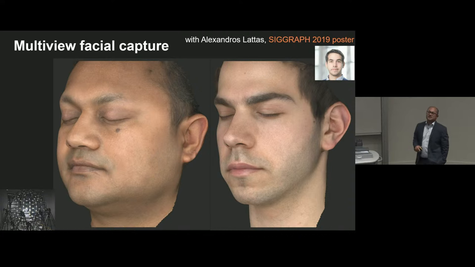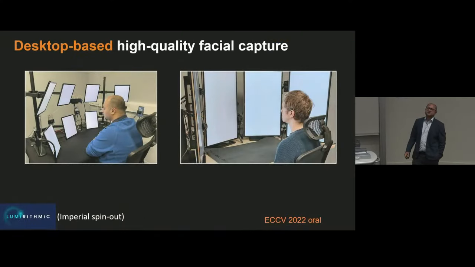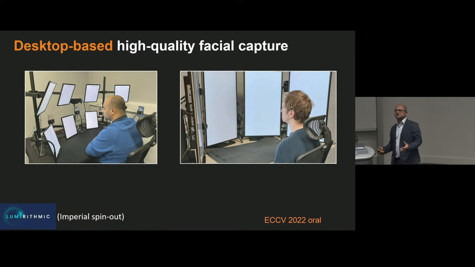But this is about the time that we spun out a startup company from Imperial called Lumarithmic, and the idea was to make facial capture much simpler than having to require complex apparatus like the light stage. A light stage can't go to many places. It's a very expensive and difficult device to operate and maintain.